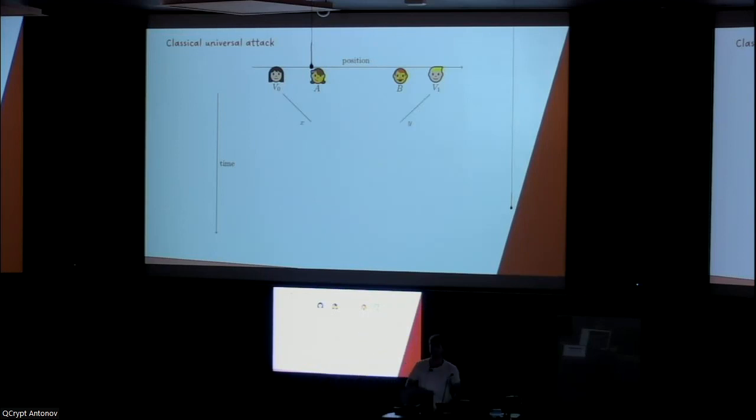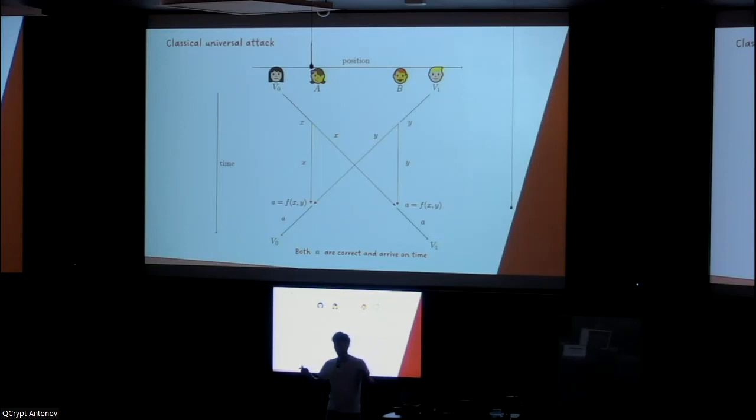So they intercept the classical messages X and Y. They make a copy. This is important. They make a copy, broadcast one part, and keep one part for themselves. Bob does the same. And here, they both have enough information to compute the challenge, and they have enough time to send it to the closest verifiers. So from the point of view of the verifiers, they got the correct answers at the correct time. So both A are correct and arrive on time, and therefore the verifiers are fooled.